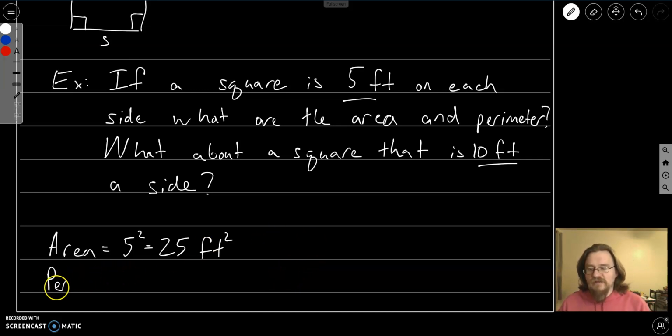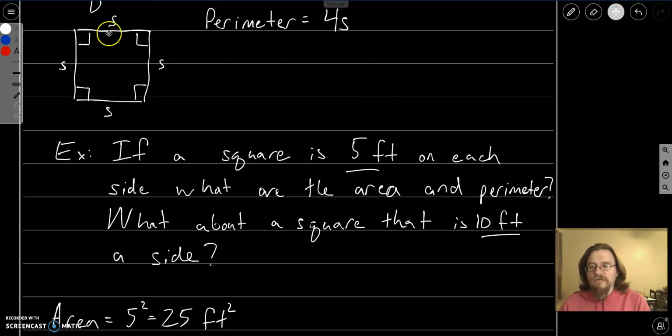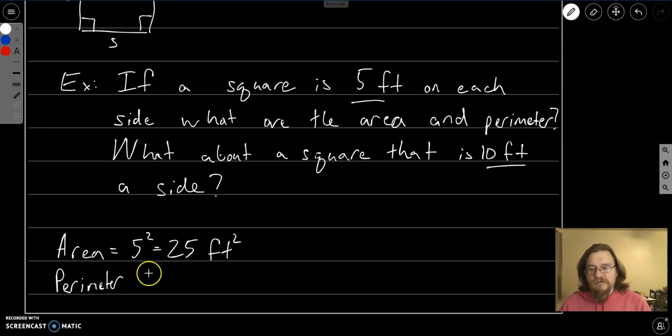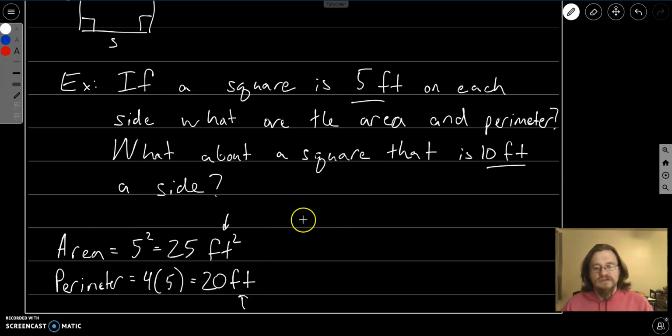The perimeter, the length of the outside, again, if it's 5 feet on a side, and we travel 5 feet, 5 feet, 5 feet, 5 feet, well, we've traveled 5 feet 4 times, which is going to be 20 feet. And again, perimeter is a length, so it's measured in feet. Area would be measured in feet squared, for instance.